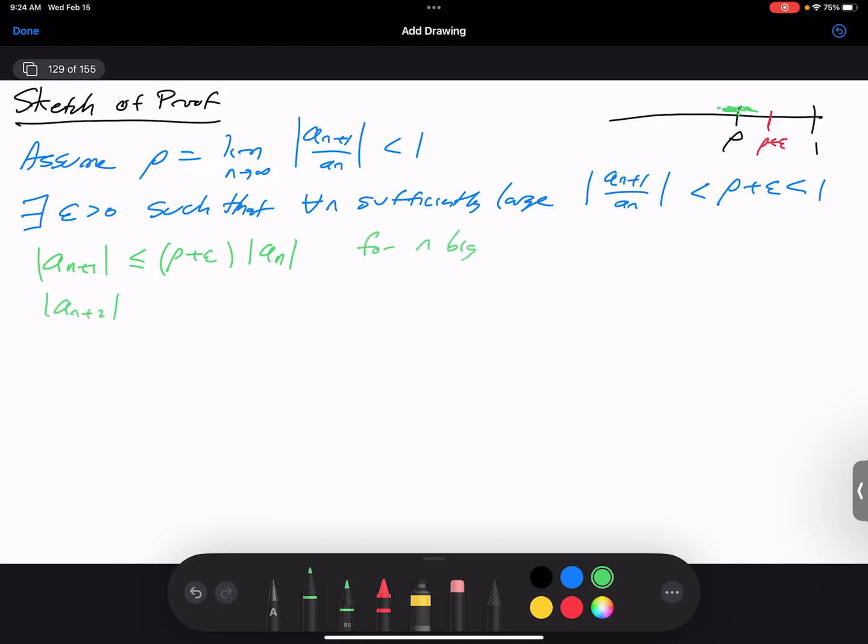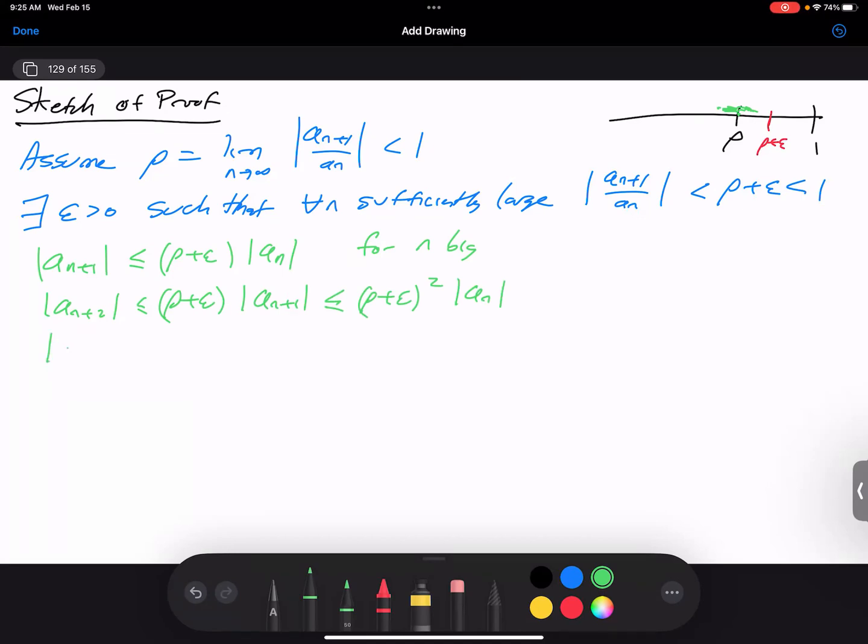What about |a_{n+2}| in absolute value? What would that be less than or equal to? There are two answers I'll accept for this. What is |a_{n+1}| going to be less than or equal to? Almost. Say it again. Not a to the, a sub. So it's going to be at most rho plus epsilon times the absolute value of a_{n+1}, because once you go sufficiently far, the ratio is at most rho plus epsilon. I'm just replacing n with n plus 1. So a_{n+2} over a_{n+1} is less than or equal to rho plus epsilon. But what do we know about a_{n+1}? Previous line. So this would be less than or equal to (rho plus epsilon) squared times |a_n|.